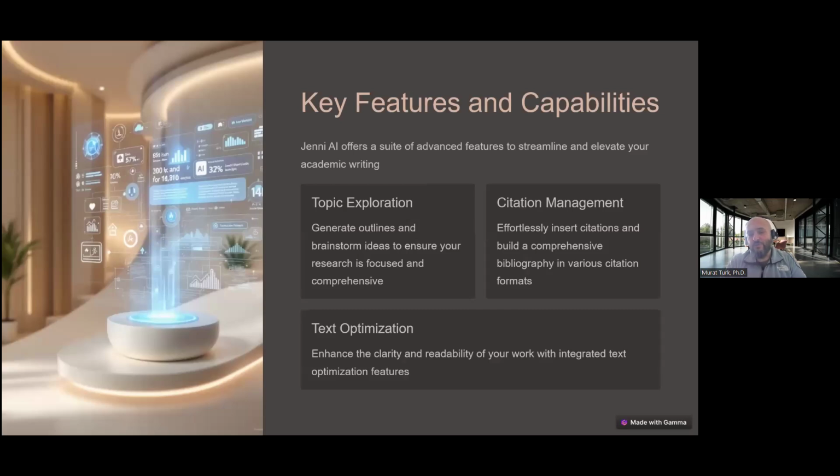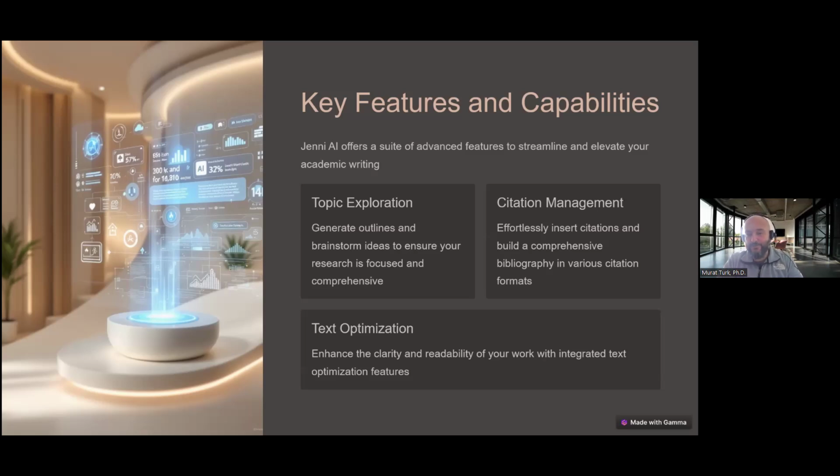Topic exploration is one key feature and capability of Jenni.ai. You can create different outlines with the help of Jenni.ai, and you can brainstorm about those ideas, just to make sure that your research has a certain outline structure and you know where you're going, basically, about the topics and maybe the subtopics. Jenni.ai helps you with that, which I'm going to show you again today. Citation management is another cool affordance of Jenni.ai.